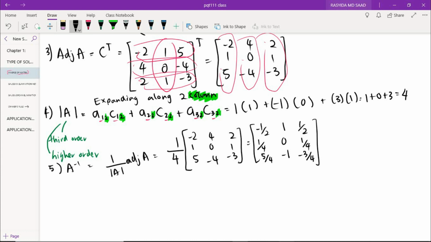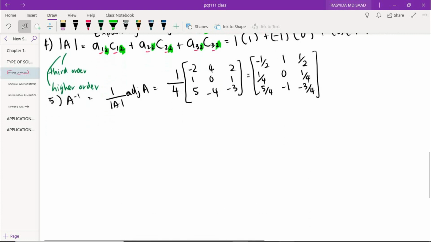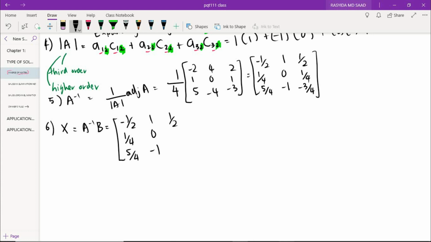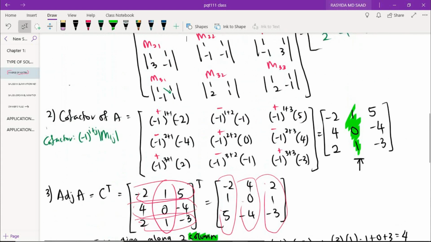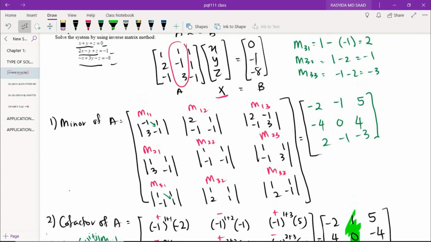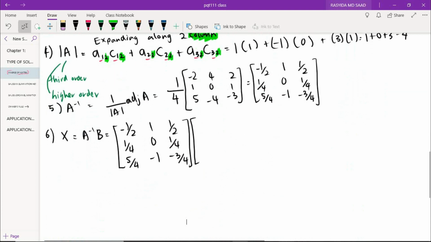But since right now we want to find the x value, the last step is to find x, which is equal to the inverse of A multiplied by matrix B. The inverse of A is negative 1 over 2, 1 over 4, 5 over 4, 1, 0, negative 1, 1 over 2, 1 over 4, negative 3 over 4, multiplied by our matrix B, which is 0, negative 1, negative 8.